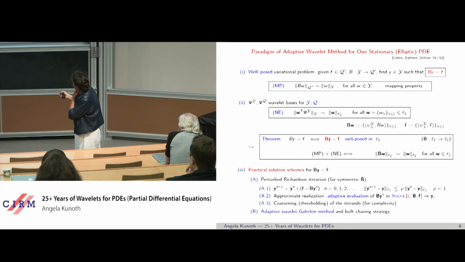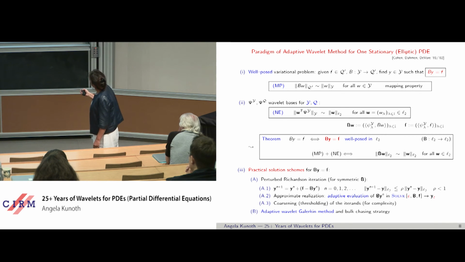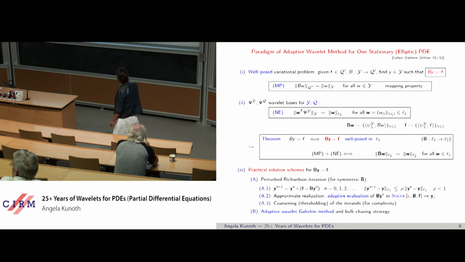Then this operator equation is a well-posed system in L2. It's still infinite dimensional. The mapping property and the norm equivalence is exactly what gives you these optimal condition numbers. And now you have systems in little L2 where you can control with these expansion coefficients, the expansion coefficients of the operator applied to that. And then, of course, this is still an infinite dimensional system.